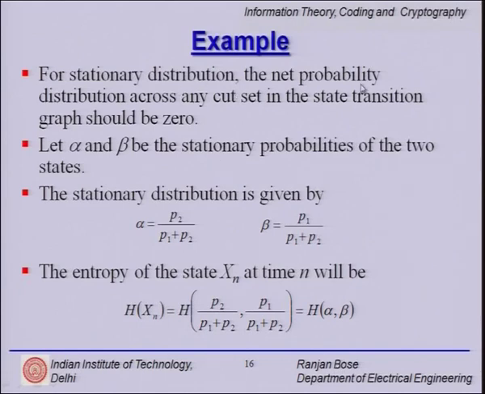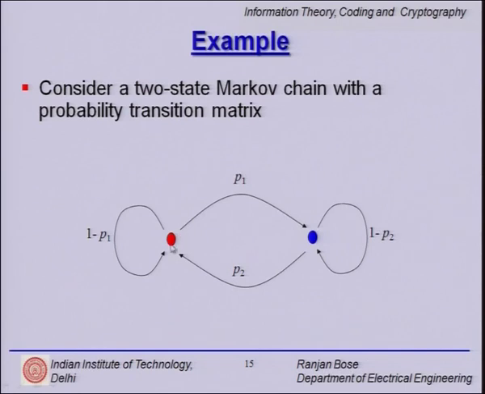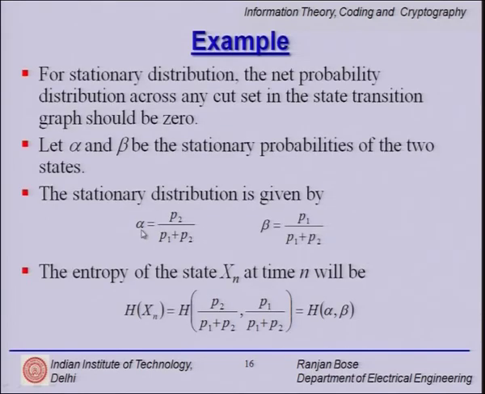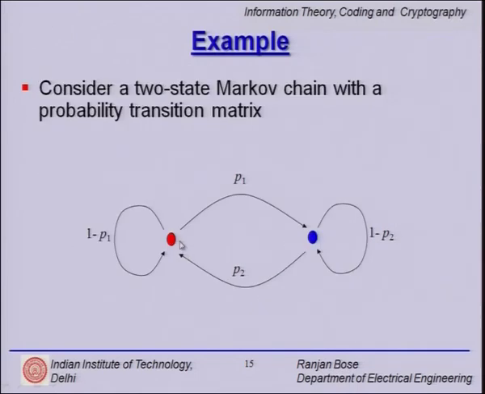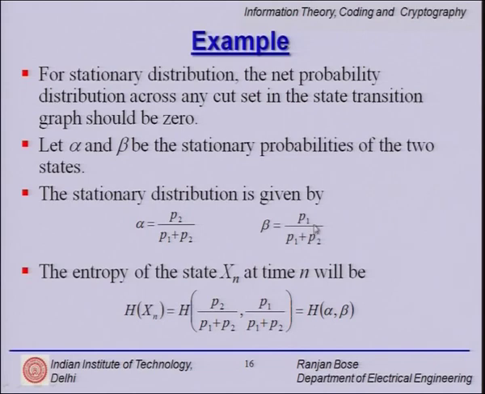So, for stationary distribution, the net probability distribution across any cut set in the state transition graph should be 0, that is a standard definition. So, let alpha and beta be the stationary probabilities of the two states. What are we talking about? Well, what is the probability of being in red or the probability of being in the blue state? That can be written as alpha equal to p2 over p1 plus p2 is the stationary distribution for alpha being the probability of state red, and similarly beta is p1 over p1 plus p2. Now, it does not require too much thinking to note that alpha plus beta should be 1.